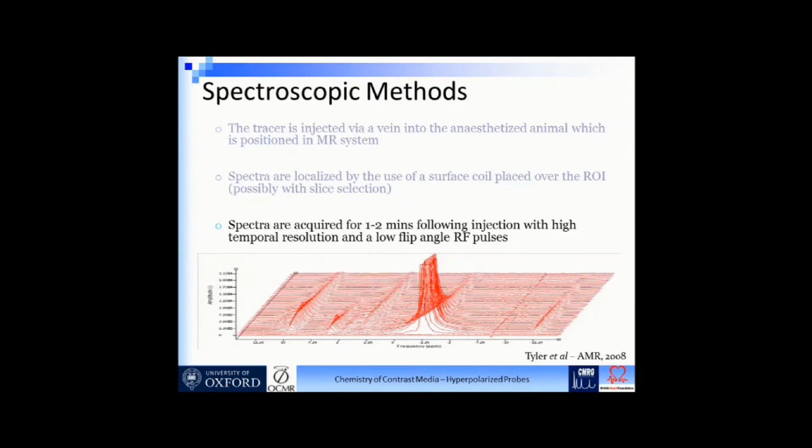I'll talk a little bit more about that in a second. But what you see is the injection of the pyruvate coming in. It's been clipped here because it's much, much higher. And then its decay back to thermal equilibrium over its T1 time. But you also see its conversion into its other molecules, so its conversion into lactate, alanine, and bicarbonate.